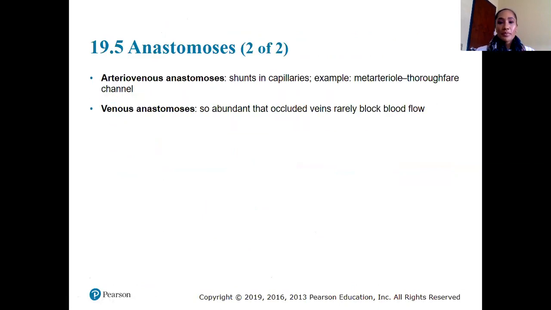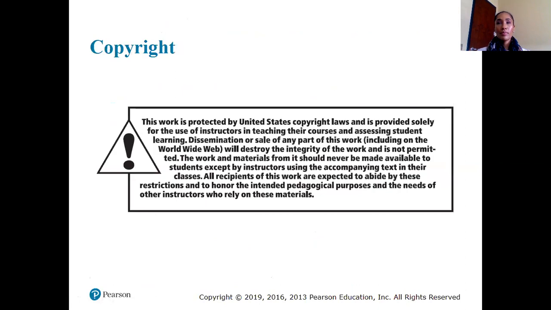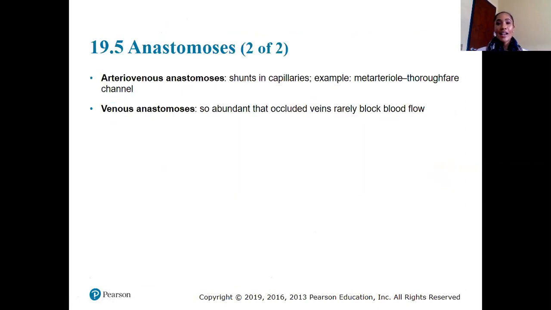The venous ones are so abundant that occluded veins rarely block blood flow. We have a ton of these in our veins, so we rarely experience or notice blockages associated with the veins.